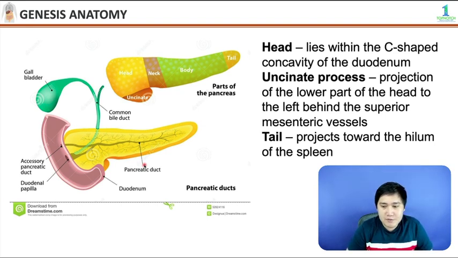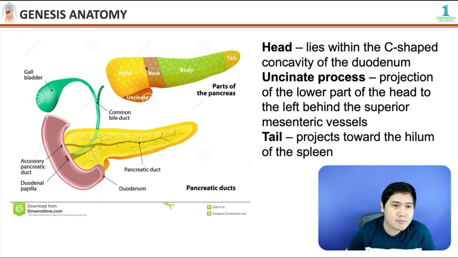So these are the parts of your pancreas. To start with the head, it lies within the C-shaped concavity of the second part of the duodenum. This is your uncinate process, a projection of the lower part of the head, and it lies behind the superior mesenteric vessels. You also have a neck, body, then a tail, which projects to the spleen.